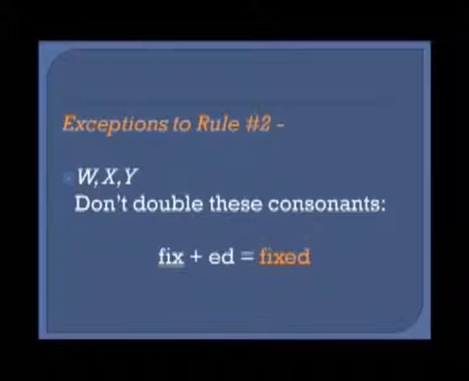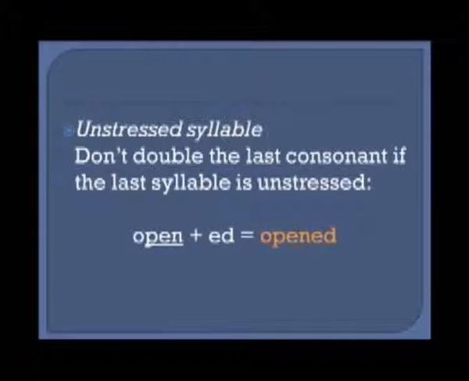There are a couple of exceptions to rule number 2. First, don't double the consonants w, x, y. For example, in fixed, we only write one x. The second exception is with unstressed syllables. Don't double the last consonant if the last syllable is unstressed. For example, in open, the stress is on the first syllable, so you do not double the n.